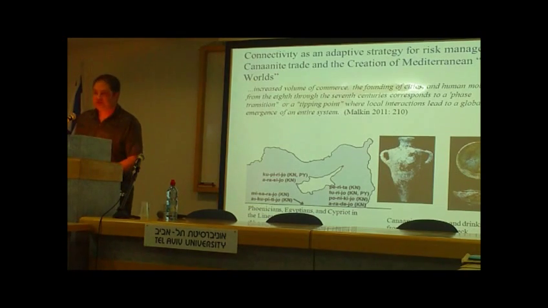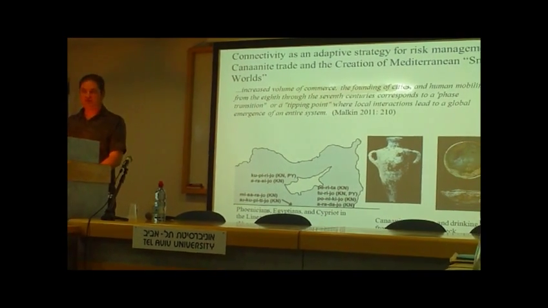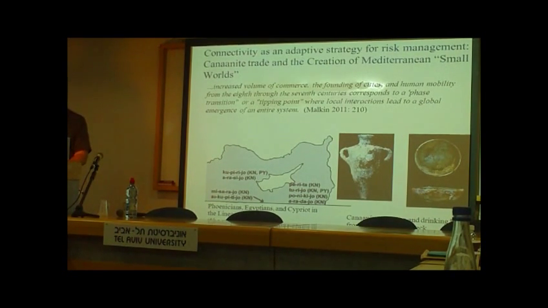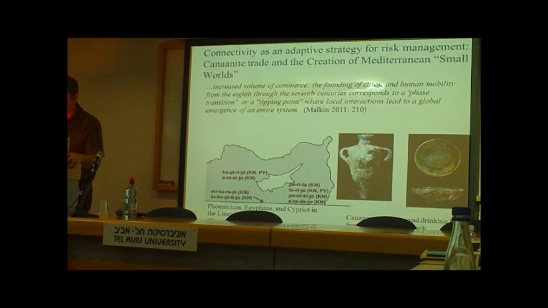Now, connectivity, which we return to now, is an adaptive strategy for risk management. When you are living in a micro region, you must disperse the risks of bad years and bad crops. Therefore, Canaanite trade began rather early in the Middle Bronze Age, flourished through the Late Bronze Age, and created what is widely known as Mediterranean small worlds.